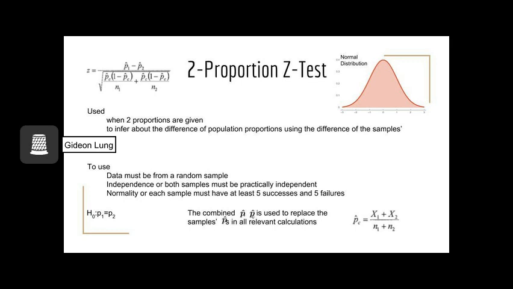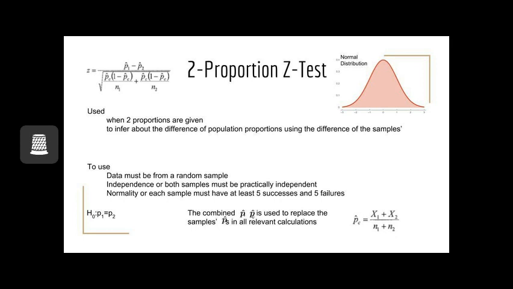Here we have the 2 proportion z-test. Again, with proportions, things look a lot different than samples, so you should make sure to pay extra attention to the test statistic featured in the upper left corner of this slide. Use it when 2 proportions are given, just like in the interval, and infer about the difference of population proportions using differences of the samples.